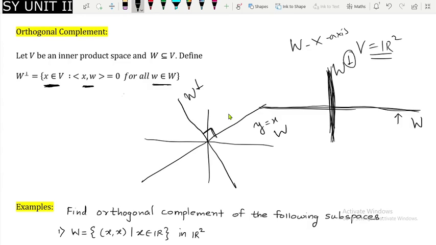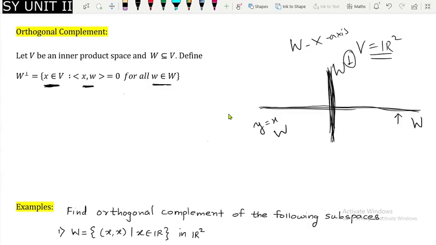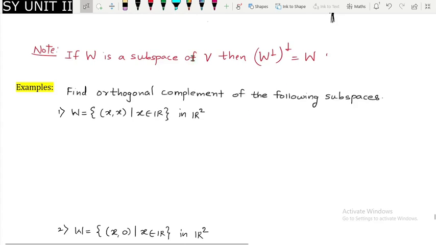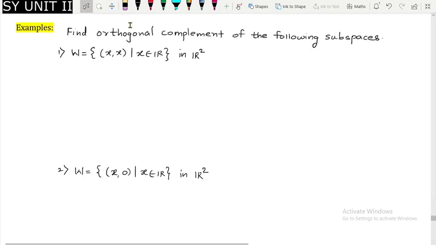Now we have derived one more property. As I have told you, what will be the W perp of this y-axis? It is going to be the x-axis again. So W perp whole perp is equal to W. Just keep it in mind. Therefore I have written this note over here: if W is a subspace of V, then W perp perp will be equal to W. Now let us see a few examples on it.